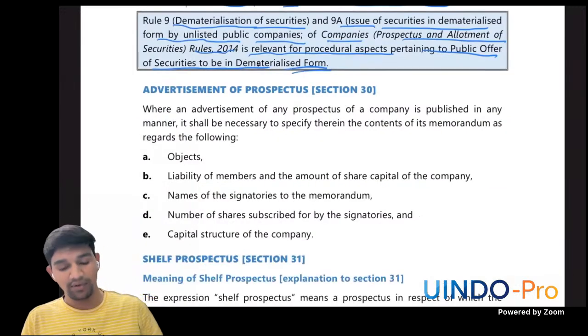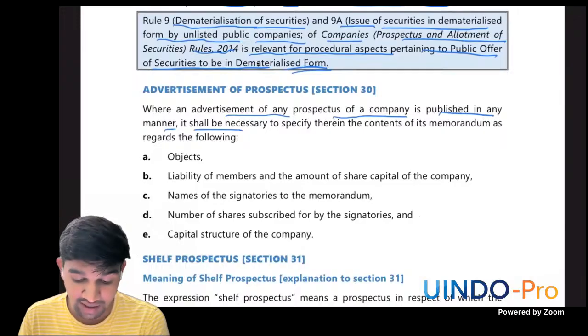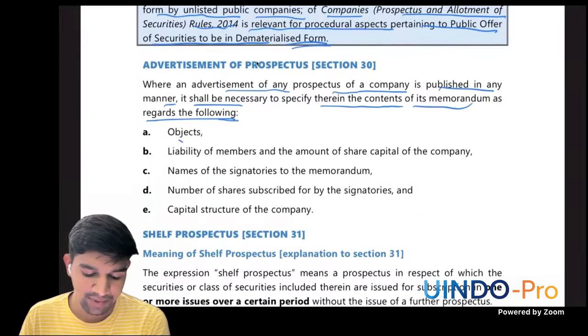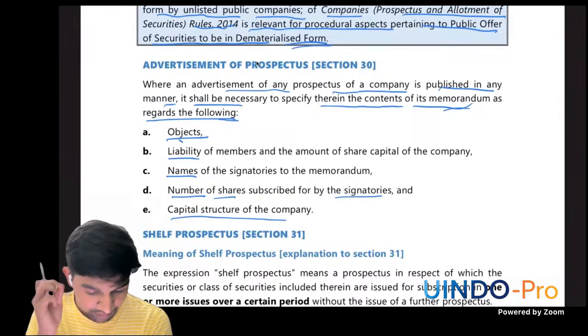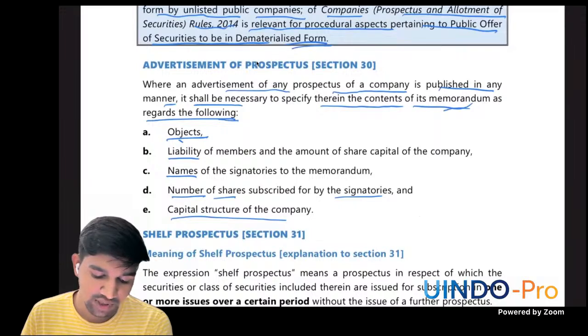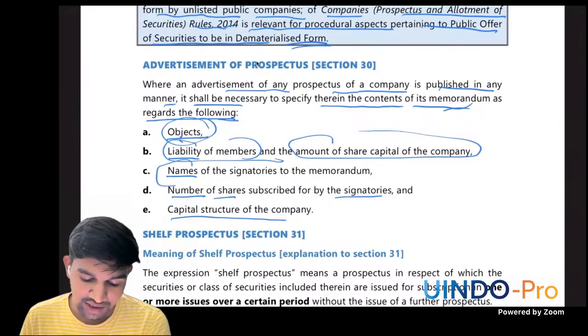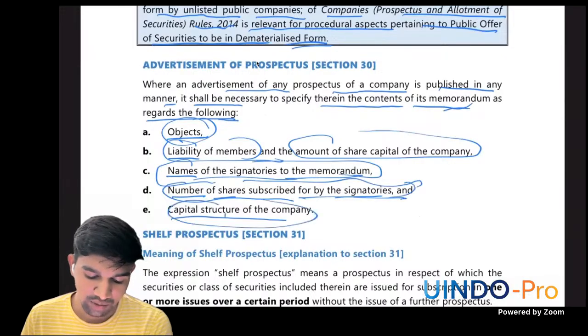Now we will see Section 30, which is about advertisement of prospectus. Where an advertisement of a prospectus of a company is published in any manner, it shall be necessary to specify therein the contents of the memorandum as regards the following: the objects, liability, names, number of shares subscribed for by the signatories, and capital structure of the company. So the contents of a memorandum are to be published in the newspaper advertisement. Those are the objects, the liability of the members and the amount of share capital of the company, the names of the signatories to the memorandum and the number of shares subscribed by those signatories, and the capital structure of the company.